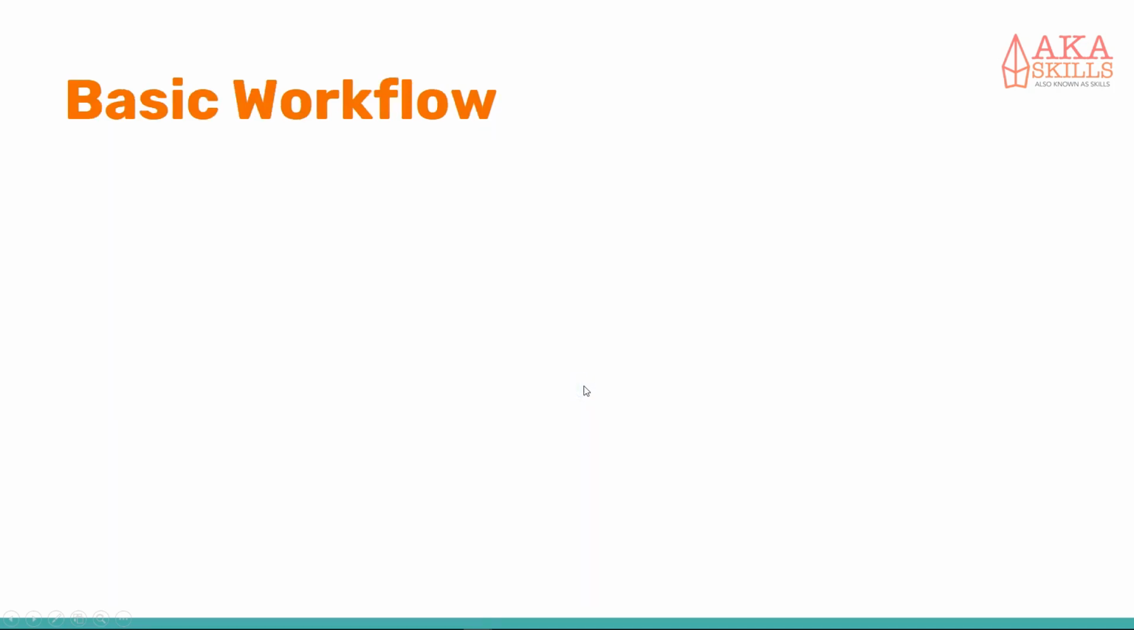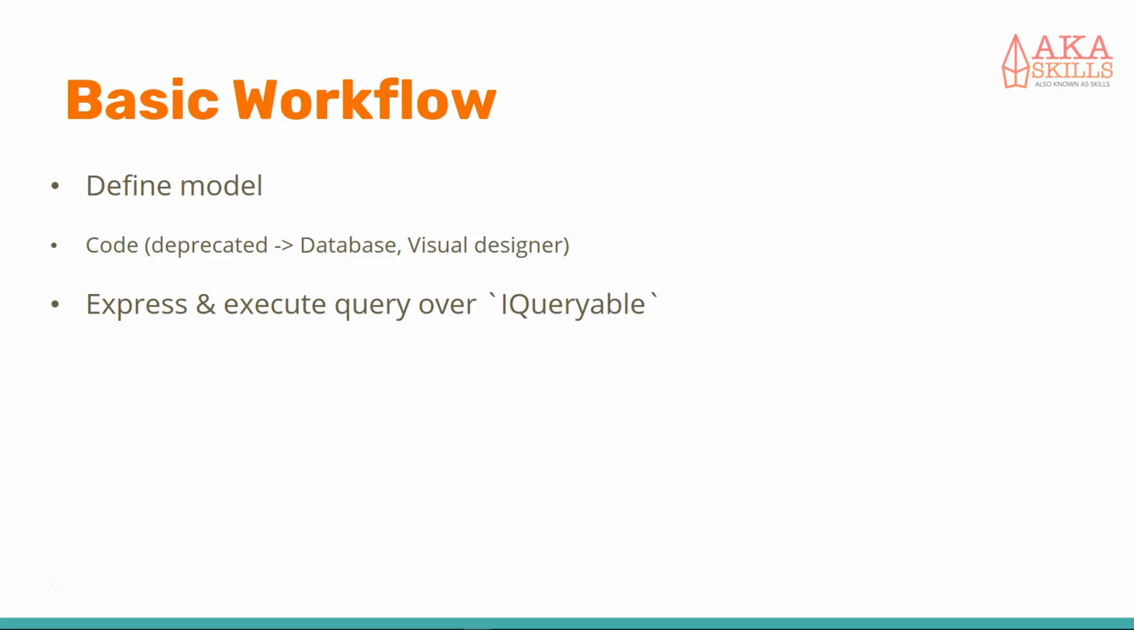Now let's continue with the basic workflow. So what we're doing, first we're defining our model. This is done by code because, as I already said, doing it in the database or Visual Studio Designer is already deprecated. So the first step is to define the model with code, which means create a C# class. Express and execute a query over IQueryable. So basically, after we got our class, we need to execute a query, right? And this is done through the IQueryable interface.